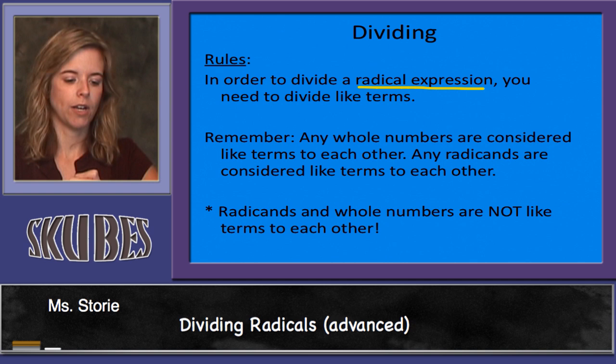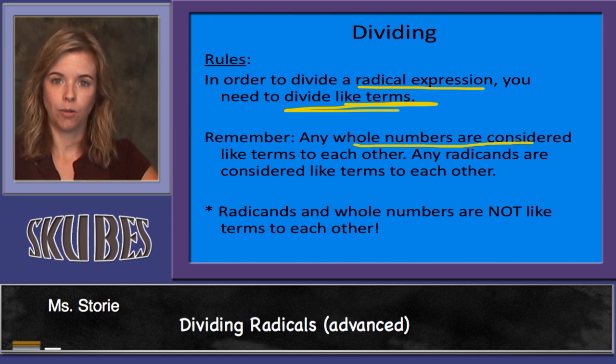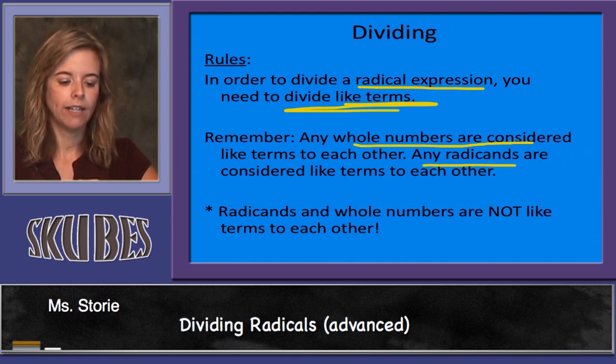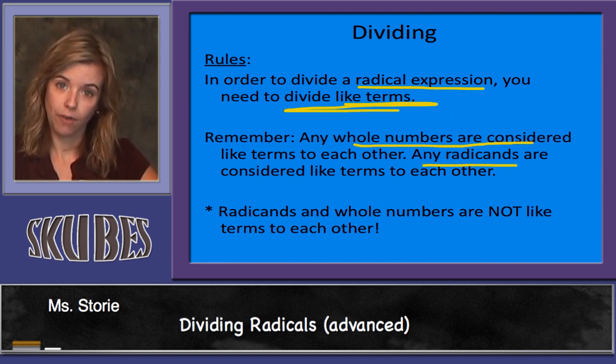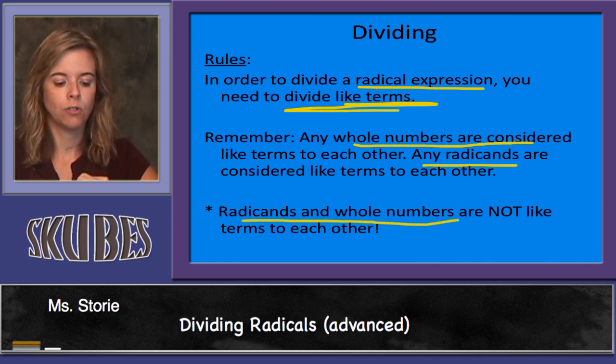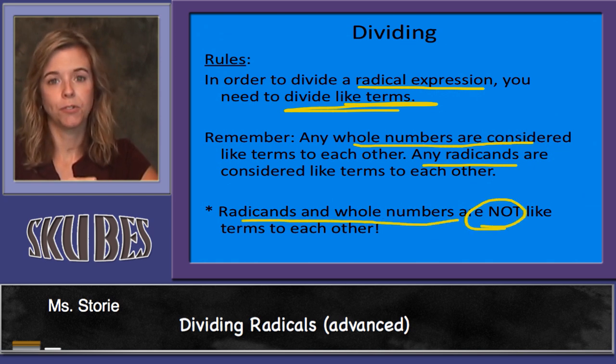In order to divide radical expressions, that means no equal sign, you need to divide like terms. Remember, any whole numbers are considered like terms to other whole numbers, and any radicands are considered like terms to any other radicands. However, radicands and whole numbers are not considered like terms to each other.